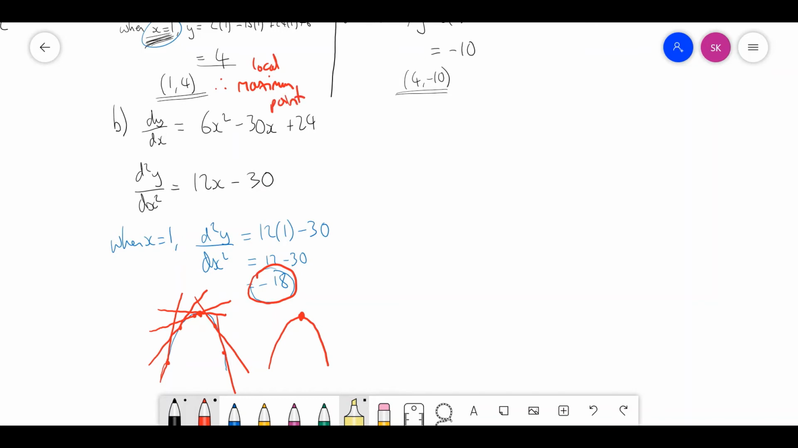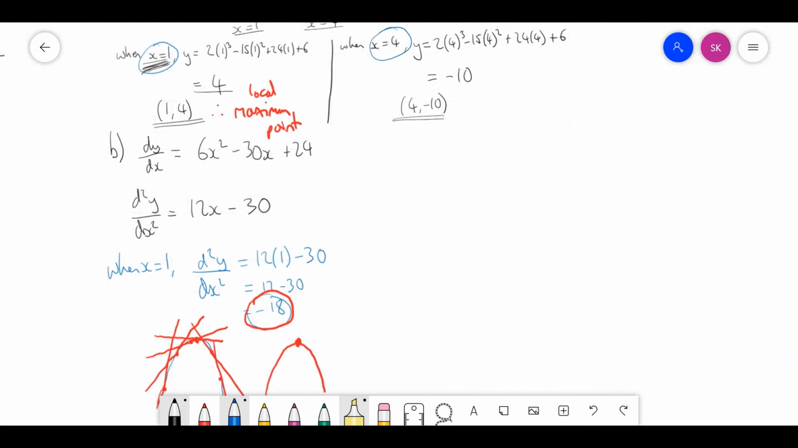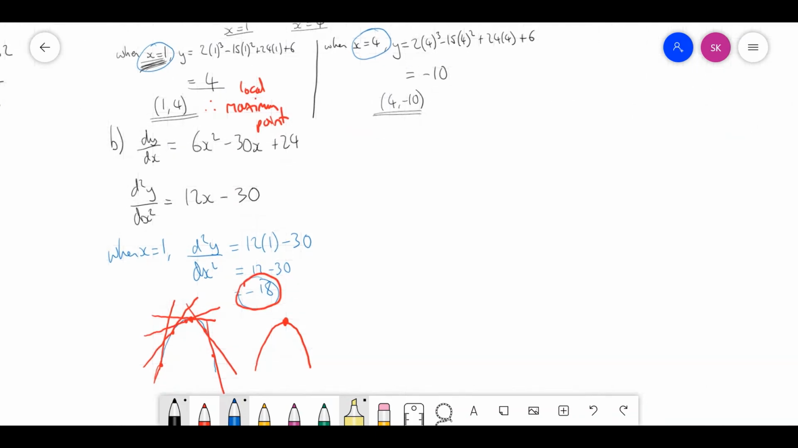I want you to pause the video and have a go at finding whether or not this point here, this one, is a local minimum or a local maximum point in just the same way. So pause the video and have a go at doing that now.